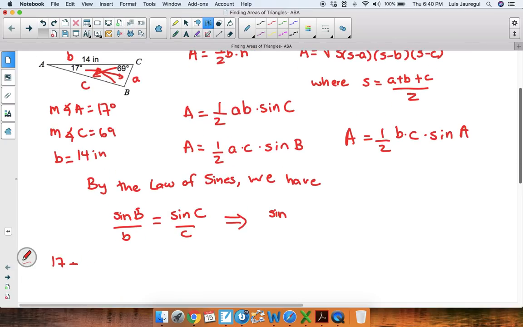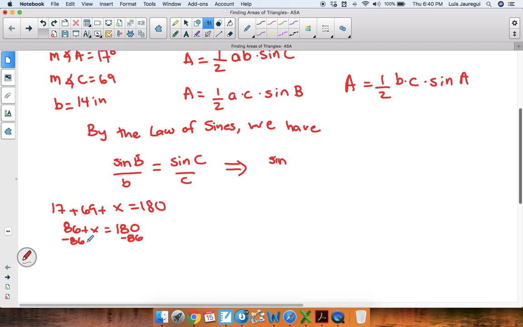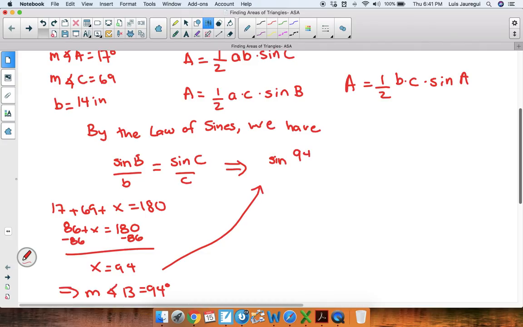So we can say, well, we have 17 plus 69 plus, let's call it x for now, is equal to 180. So in other words, we have 86 plus x is equal to 180. And once we subtract the 86 from both sides of the equation, we have that x is equal to 94. So that implies that the measure of angle B is equal to 94 degrees. That gives us enough information so we can come back up here and say that we have sine of 94 degrees over 14 is equal to sine of 69 degrees over c, which we said was unknown.